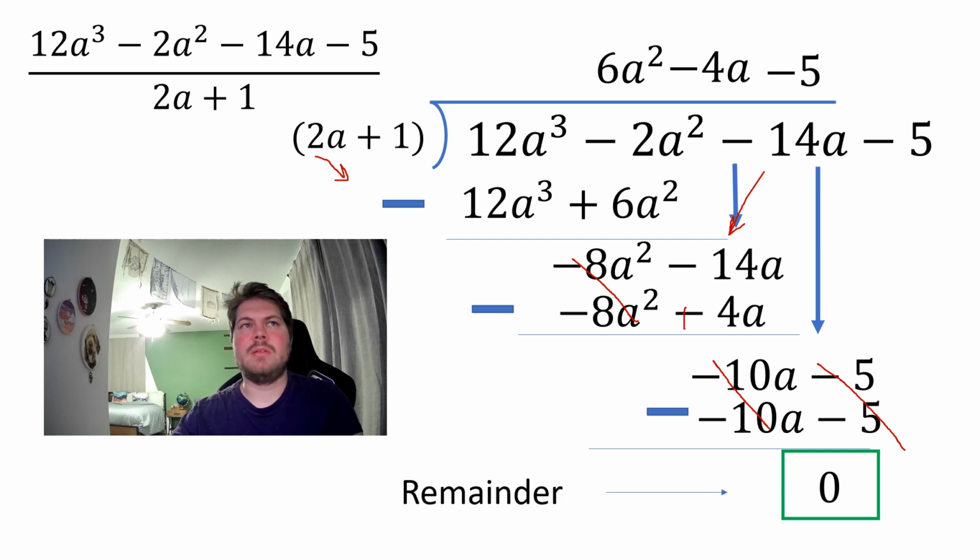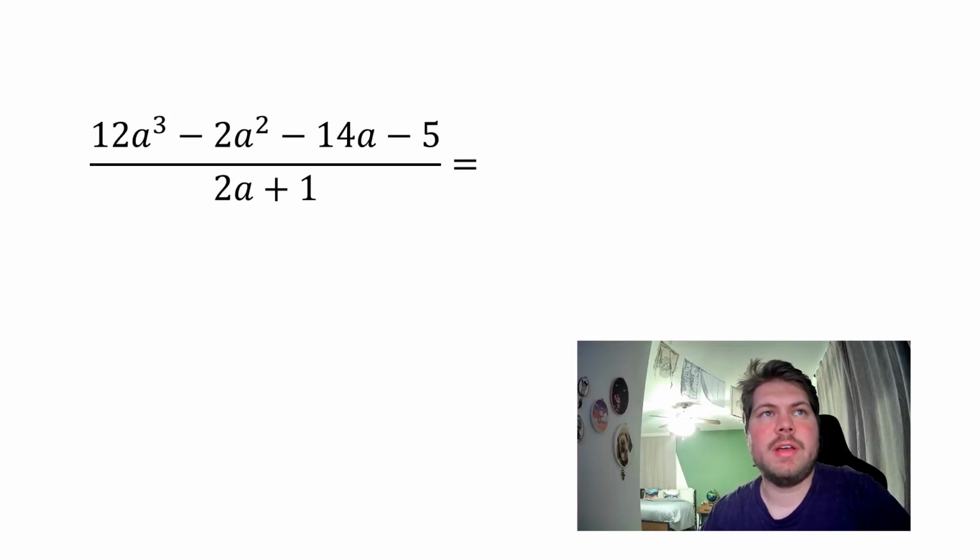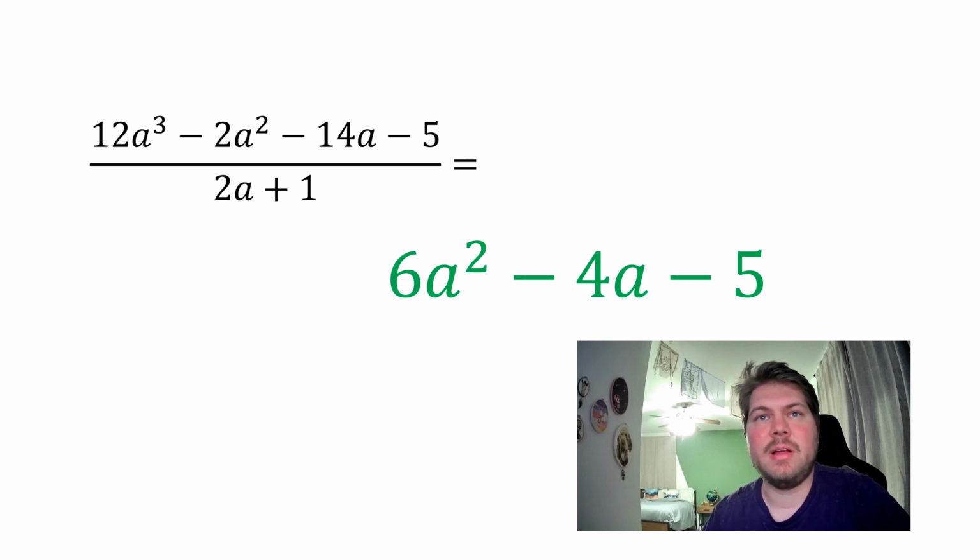And so 12a to the third minus 2a squared minus 14a minus 5 divided by 2a plus 1 is 6a squared minus 4a minus 5.